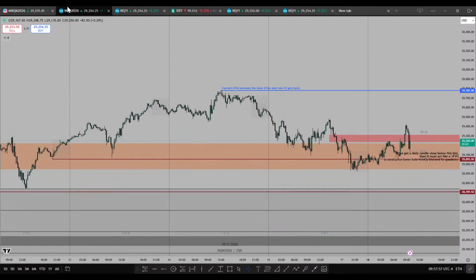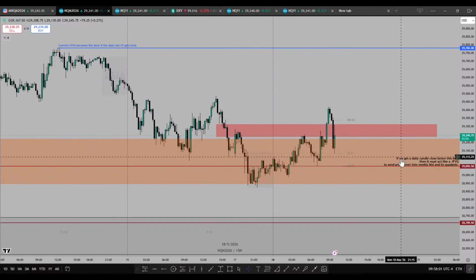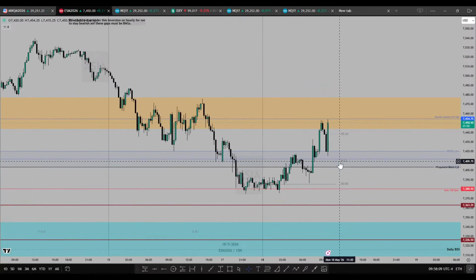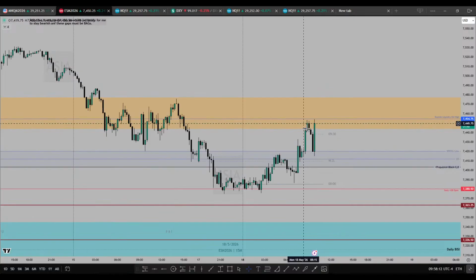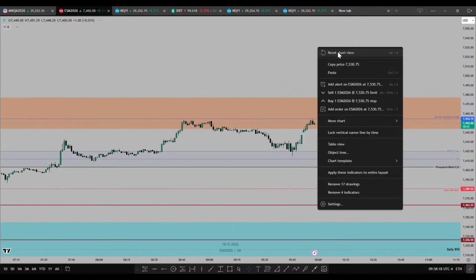Why? Because I'll show you why. I told you, if we get a daily candle close below this PC, then it must act like an IFVG, so send price lower, right? Let's come back to ES. ES has a 15-minute PD array, taken out this high, and we have traded into that inversion on ES. The color needs to be removed. That's our daily inversion.